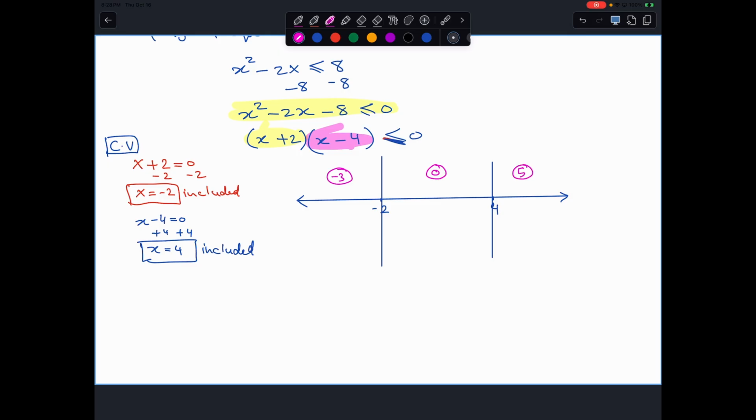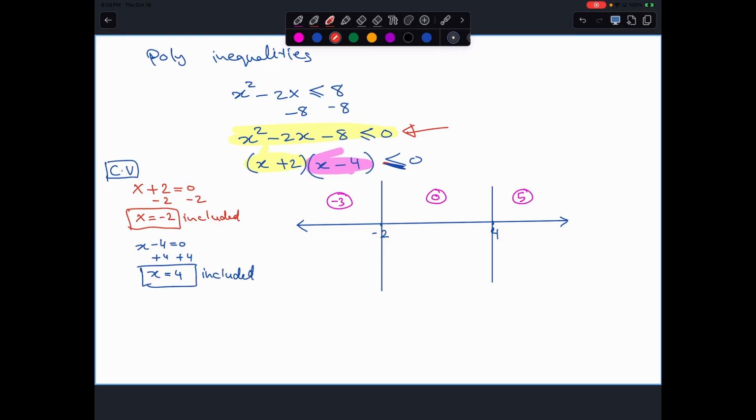5 is good. Now we're going to plug it into the factored form because it's easier to determine the sign. You can use the original function, however, in my opinion, if you use the factored form, you will get the sign better. So if I plug negative 3, I will get negative 3 plus 2 times negative 3 minus 4. I only care about the signs. What is the sign of the first factor? It's negative. The second factor is negative, so the total answer is going to be positive. So this interval is going to be positive.